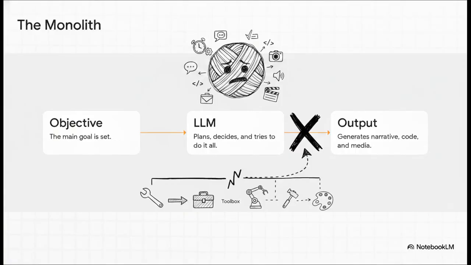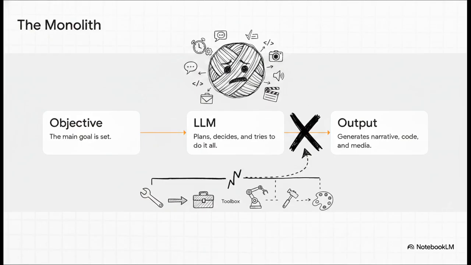Let's jump right into part 1, the monolithic LLM error. Think about the typical monolithic flow we see in so many new apps today. You've got an objective, you feed it straight into the LLM, and then you just sit back and wait for the model to plan, decide, write a narrative, generate code, prompt images, process audio, and spit out a video. You're asking one single component to do the whole shebang.